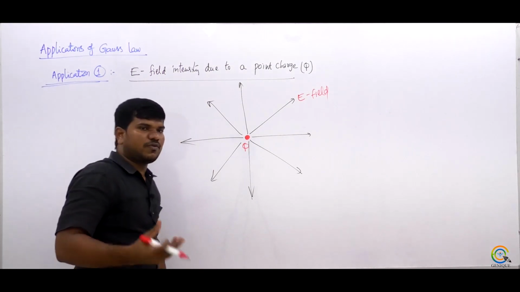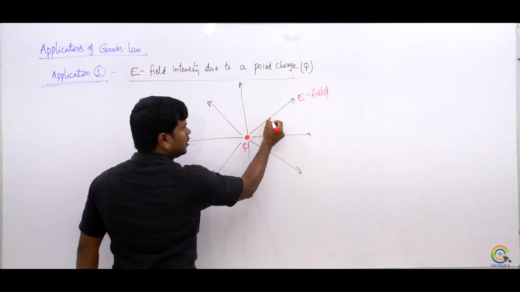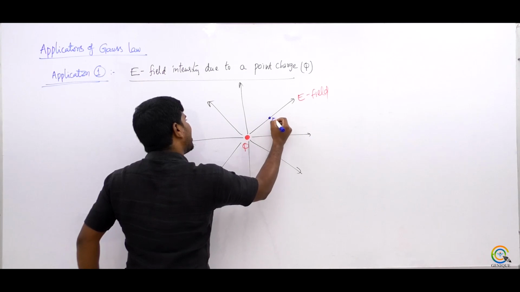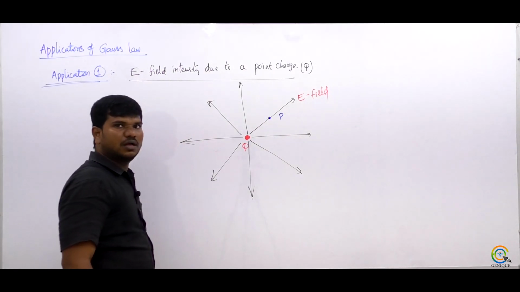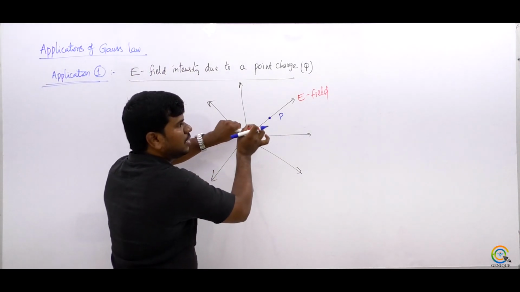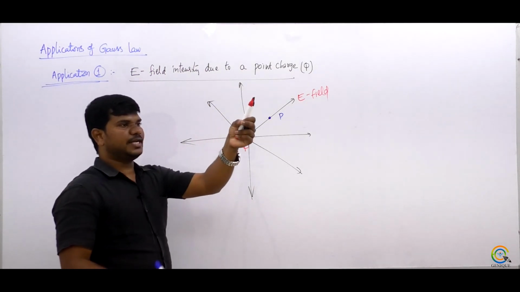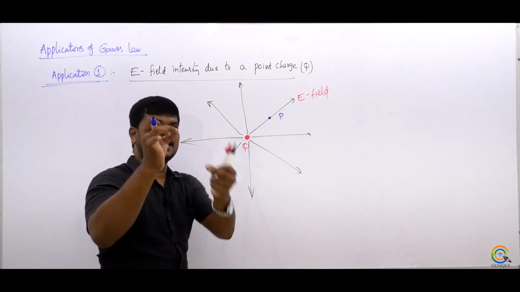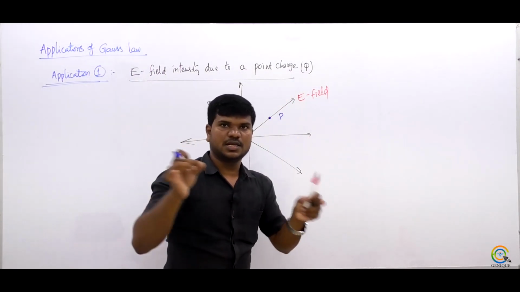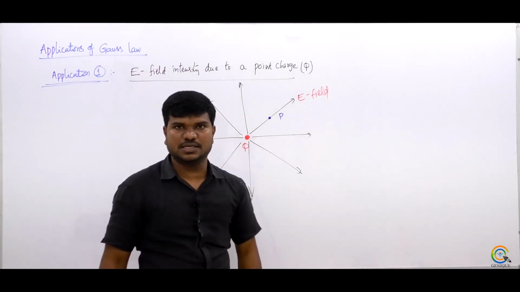Suppose you want to find the electric field intensity or electric flux density at any point from the charge. Let us suppose I want to find the electric field intensity at this point P. What do we have to do? It is drawn in the 2D plane, but if you take any point charge in space, the electric field will be like this, radially outward, in all directions.